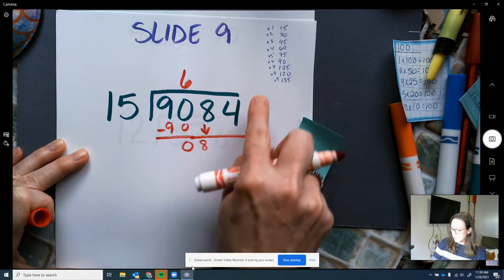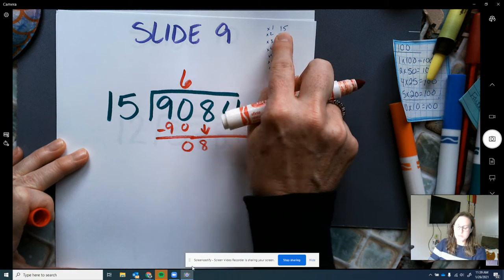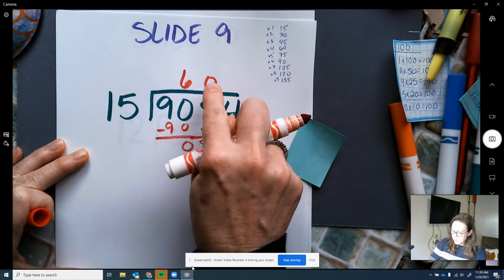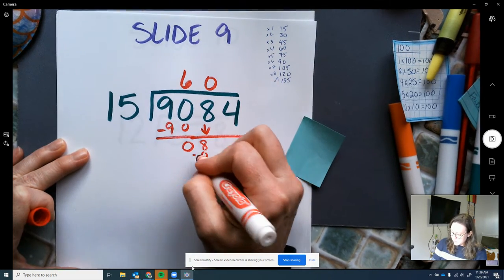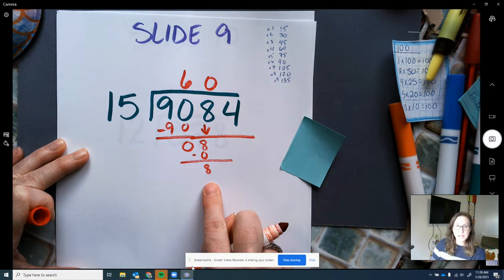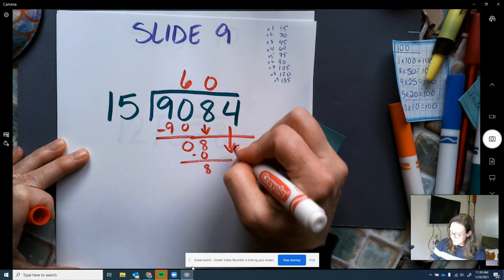15 goes into 8. Well, 15 times 1 is 15, and that goes over, so it doesn't go in at all. 0 times 15 is 0. I still have 8, and now I'm going to bring down my 4.